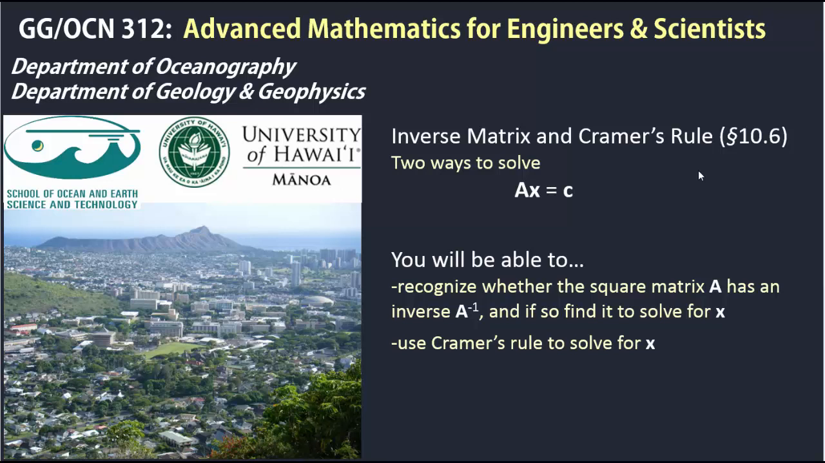After watching this and the next video, you'll be able to first recognize whether the square matrix A has an inverse, which we'll denote as A raised to the minus 1. And if it does have an inverse, you'll be able to find it and then solve for x and solve this equation. You'll also be able to use another kind of rather simple technique using Cramer's rule to solve for x. So in this first video, we'll talk about the inverse matrix.